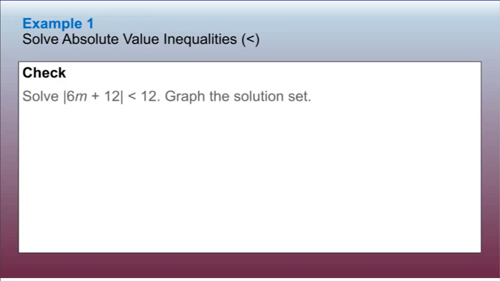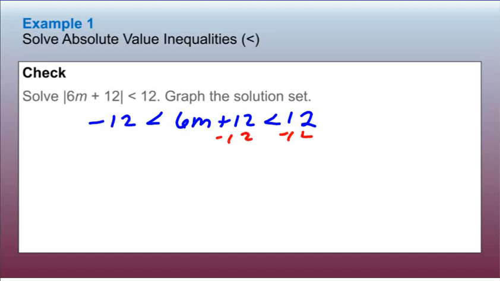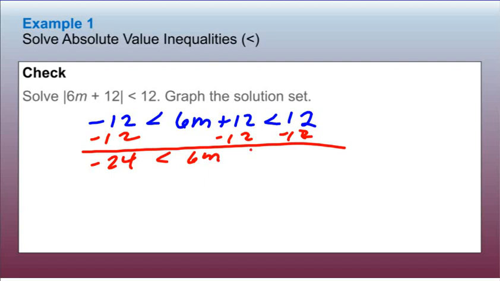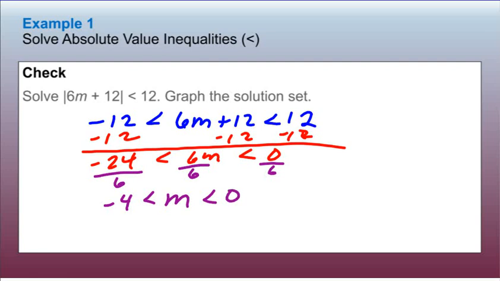Next example, solve this one. So this one's all less than. So when I take it out, I have 6m plus 12 is less than 12. It's also greater than negative 12. I'm going to subtract 12 on all three parts. And now I have negative 24 is less than 6m, which is less than 0. Then finally, I'm going to divide everything by 6. And I'm left with negative 4 is less than m, which is less than 0.